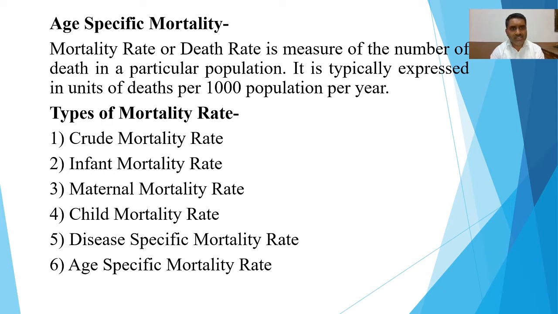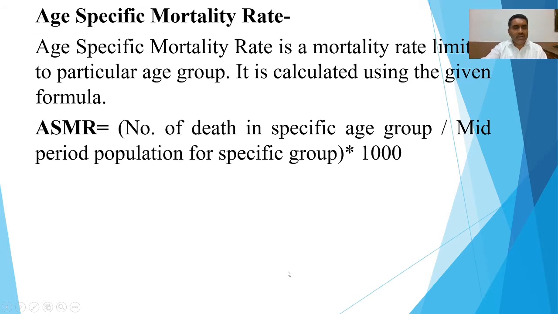There are various types of mortality rate. The first is crude mortality rate, then infant mortality rate, maternal mortality rate, child mortality rate, disease specific mortality rate, and age specific mortality rate. According to the purpose of the researcher, we can do the calculation or plot a graph of a particular mortality rate. Particularly in this practical, we have to plot a graph of age specific mortality rate. So let us see what exactly age specific mortality rate means.